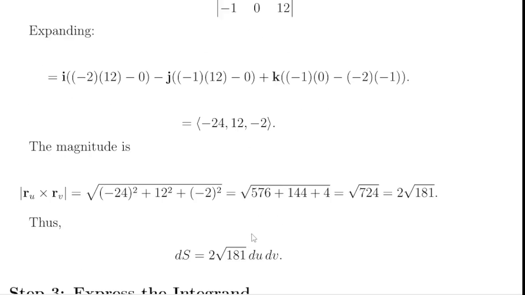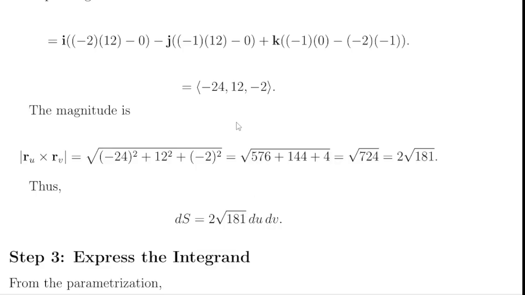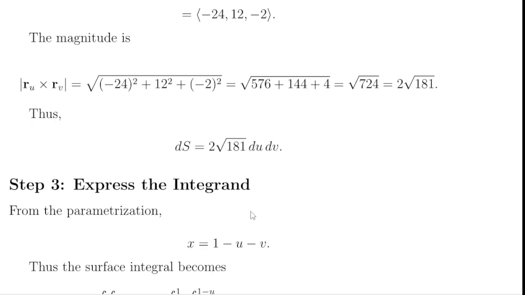Now the next step is to find the magnitude of this. So the magnitude will be the sum of each of the components squared, and then the square root at the end. So that's going to be the square root of (-24) squared plus 12 squared plus (-2) squared, which simplifies to just 2 square root 181. And that's going to be du dv.